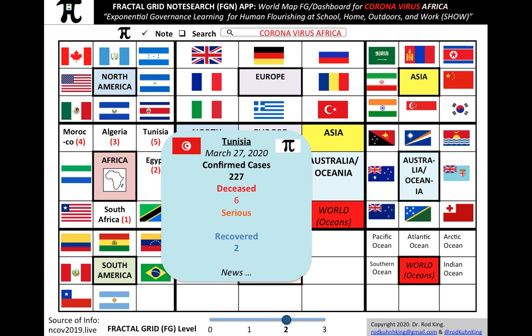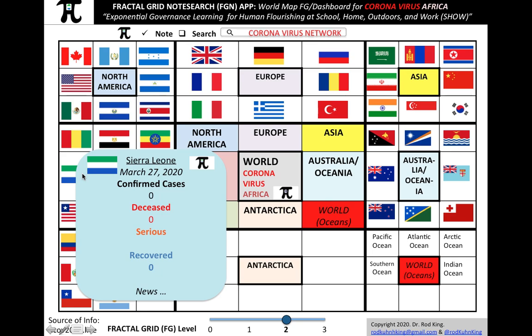But not all countries in Africa are affected. One lucky country is that with the flag of green, white, and blue. And if we click on it, it shows us Sierra Leone. It's in West Africa and it's on the left side of the FractalGrid map. Luckily, Sierra Leone hasn't got any case and things should be maintained that way.